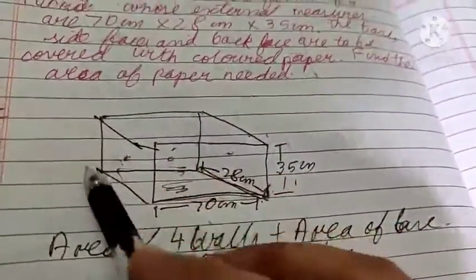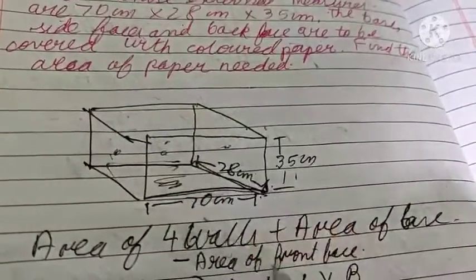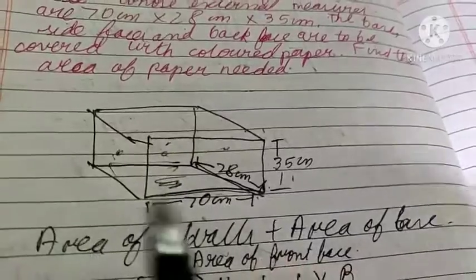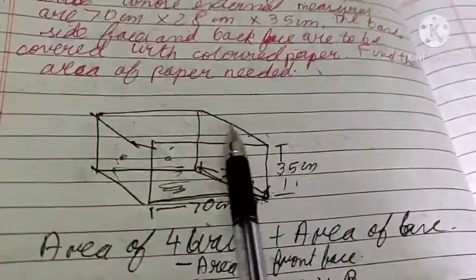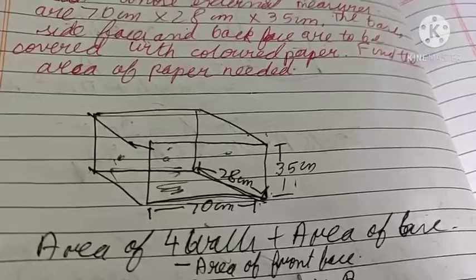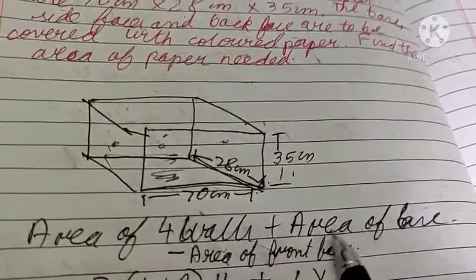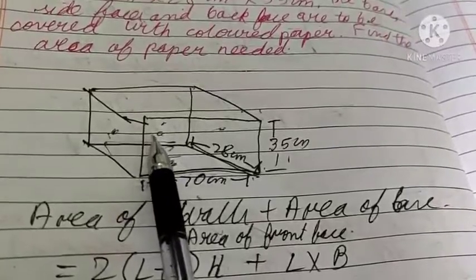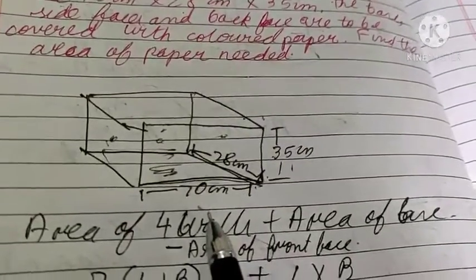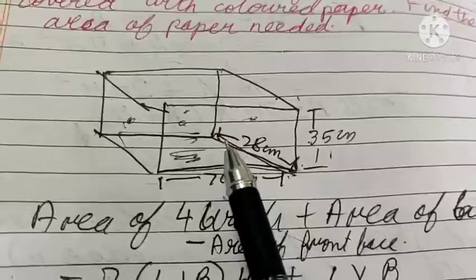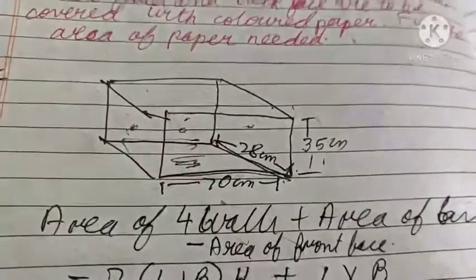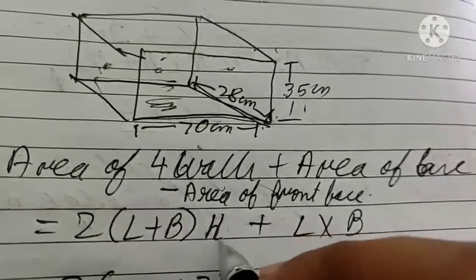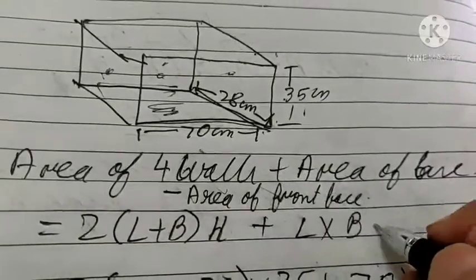Means if we take the area of 4 walls and eliminate the area of the front face, and add the area of the base, we have to take the area of the base also. Side walls and back walls, and this front wall will be eliminated. So this is 2 into (length plus breadth) minus the area of the front face.